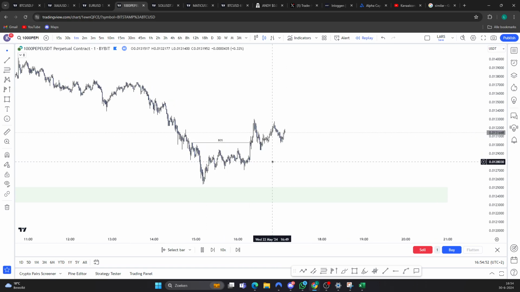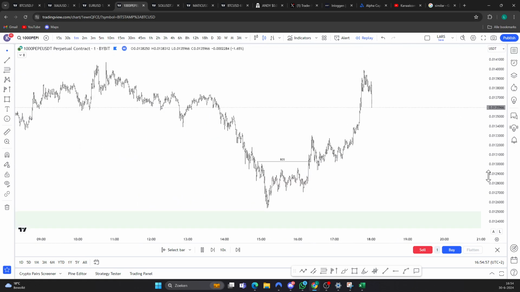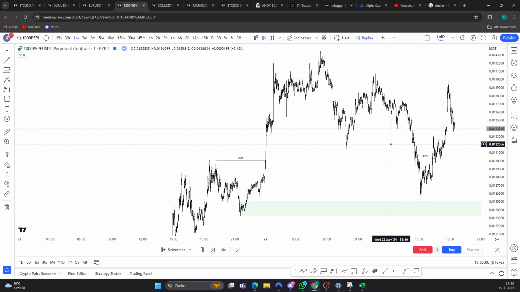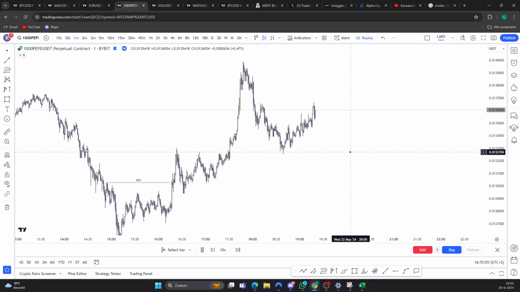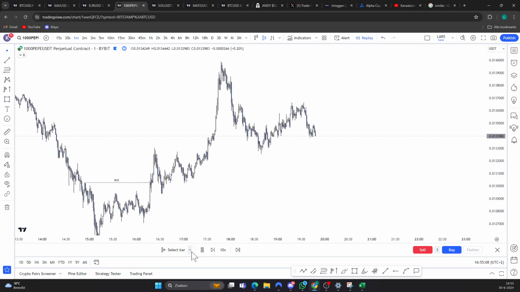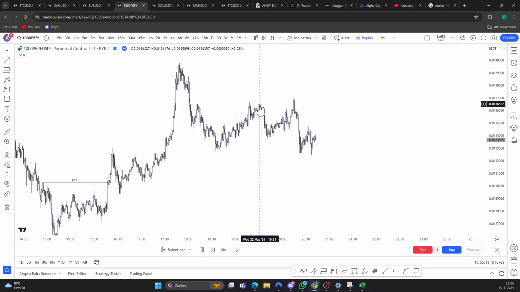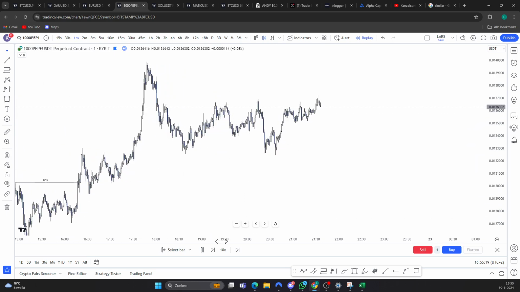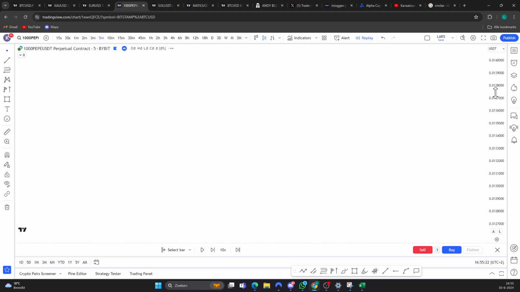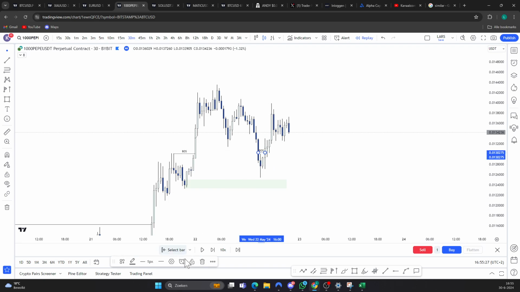So far we did break structure. We broke it again, and we're actually squeezing up quite hard. Let's reassess, because I didn't see much happening from a trade-wise standpoint.